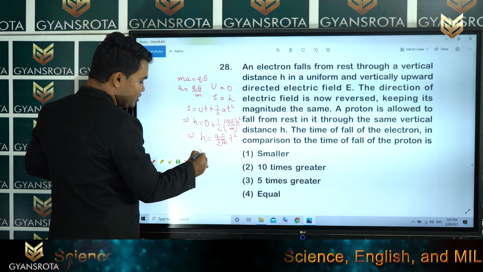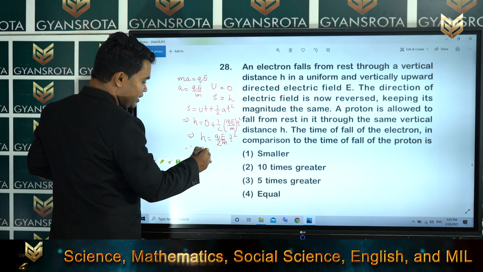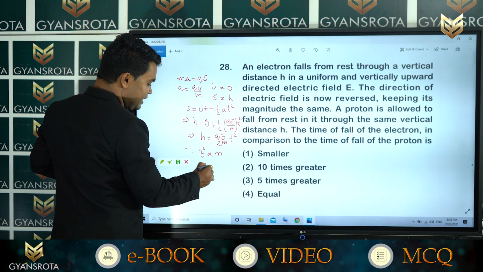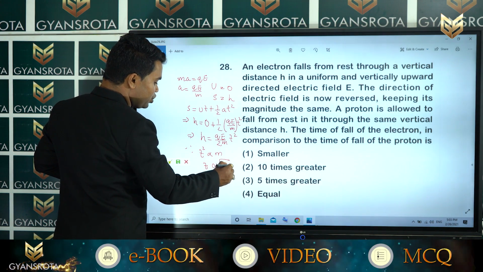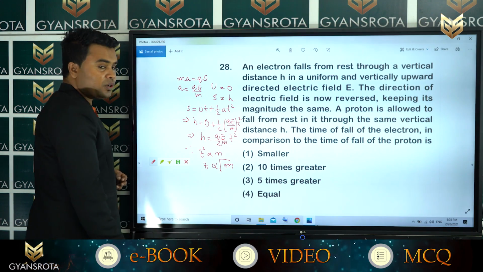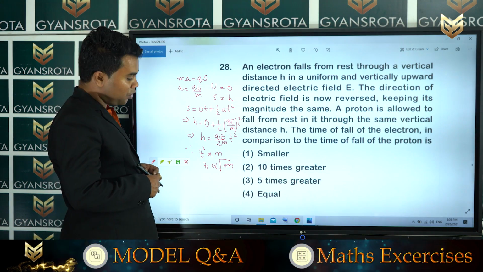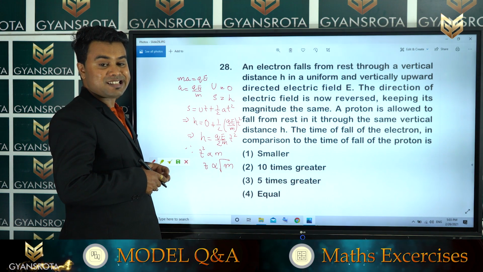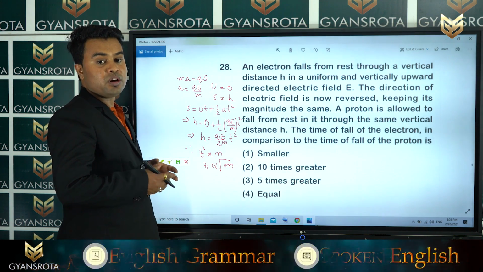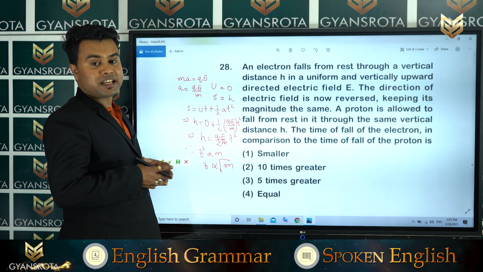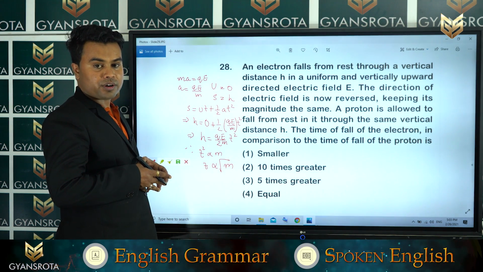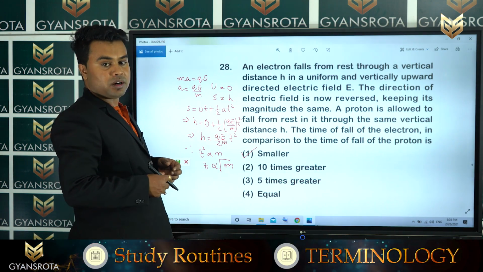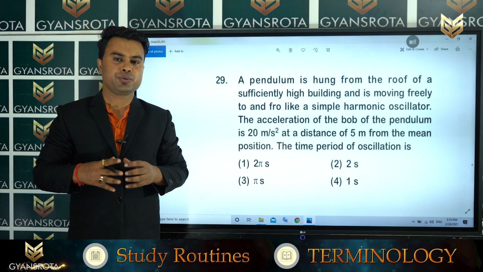Hence t square is proportional to mass m, or I can say t is proportional to root over of mass m. So what will be the time of fall of the electron? Which one will have less? Because electron mass is lesser than that of the proton, right? So your answer will be number 1, that is smaller. Fine. Question number 29.